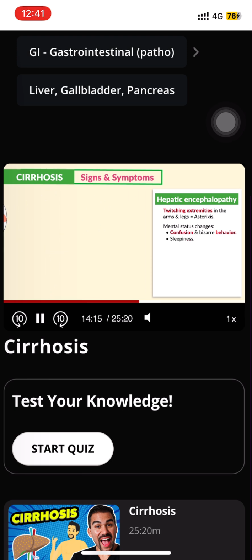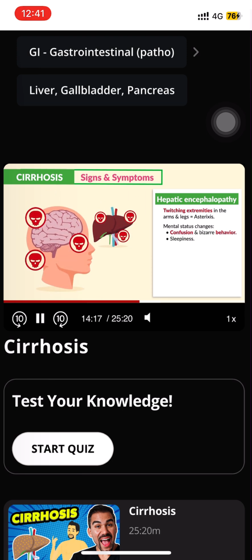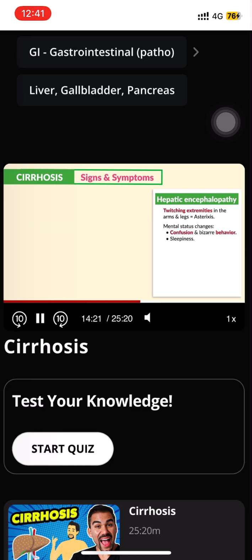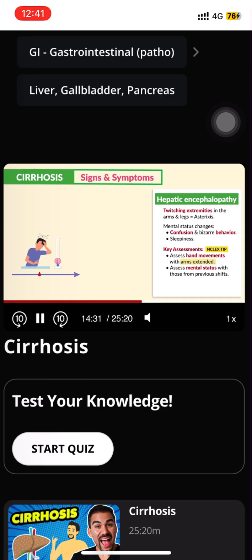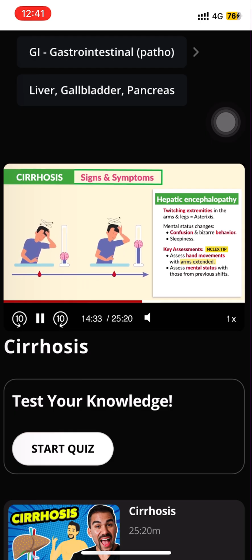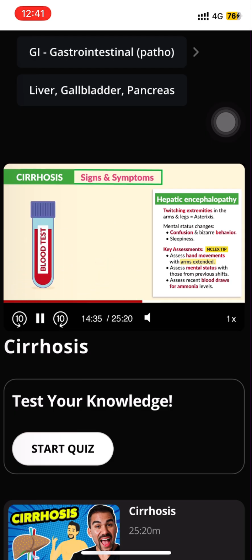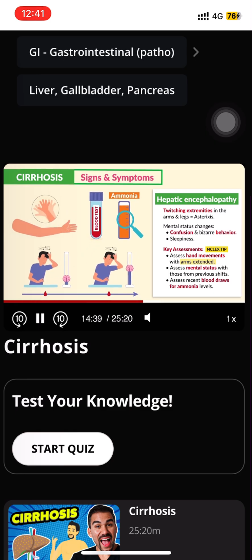Now, select all that apply questions love to ask about assessments for hepatic encephalopathy. So, write this down. The key assessments include assessing hand movements with arms extended. Write that one down. Arms must be extended. Assess mental status with those from the previous shift, and assess recent blood draws for ammonia levels. Again, write those down. I can almost guarantee it will come up on your exam.